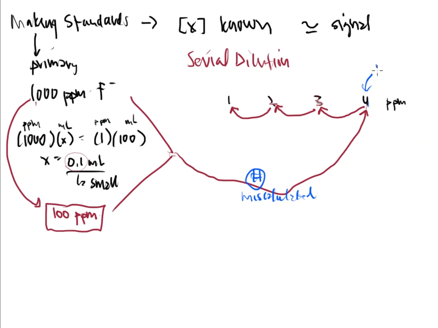So this number 4 was made wrong. Well, if number 4 was made wrong, and if you do a serial dilution, the number 3 would also be made wrong. It's not the right concentration because you used 4 to make it. And then number 2 is going to be wrong because you used that wrong one to make it. And then number 1 is also going to be wrong because you used number 2 to make it. It's a chain reaction that happens.